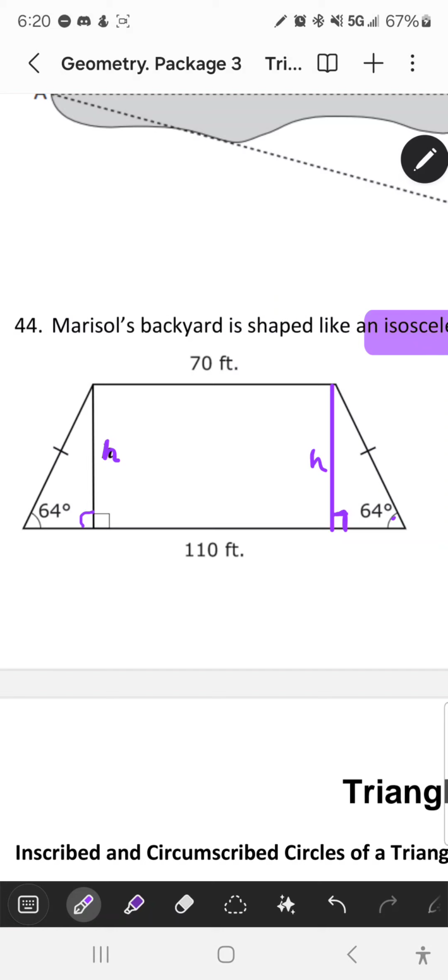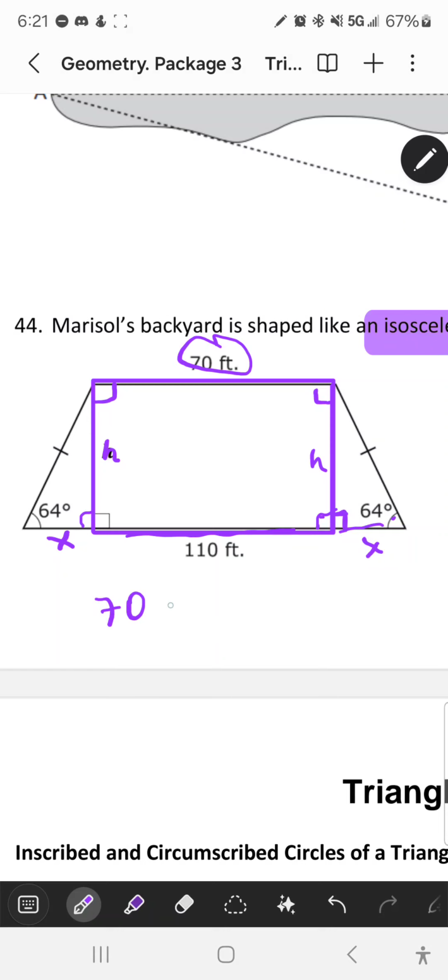Now, right here, I have a rectangle because I have 90 degrees, 90 degrees, and here there are also 90 degrees, 90 degrees. So this side, this 70, is equal to this side that I have here, which is 110 minus these two little sides. So I can name this side x, name this side x. So I can say that 70 is equal to 110 minus 2x because I have two little sides.